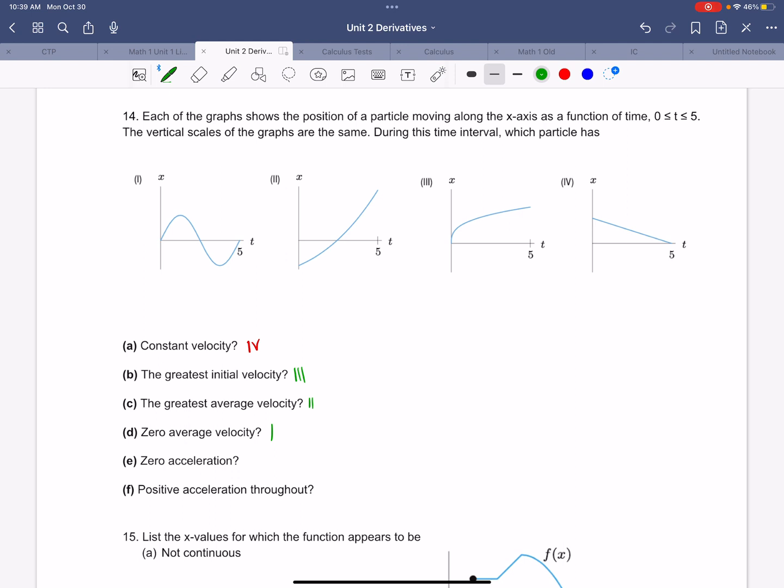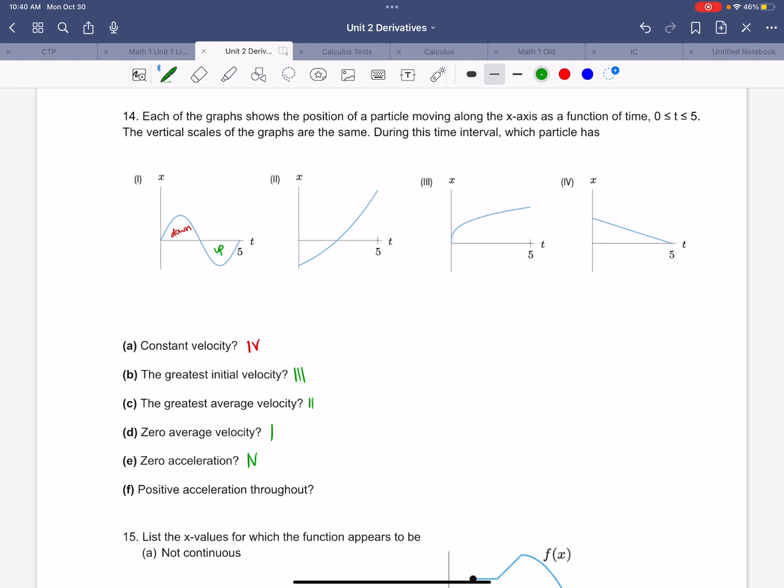So for example, in my first graph, because I'm concave down, we would have a negative acceleration, but because I'm concave up later, that would change to a positive acceleration. So E is asking for 0 acceleration, which means that you're neither concave up or concave down. The only graph that is neither concave up or concave down is that line, so graph 4.